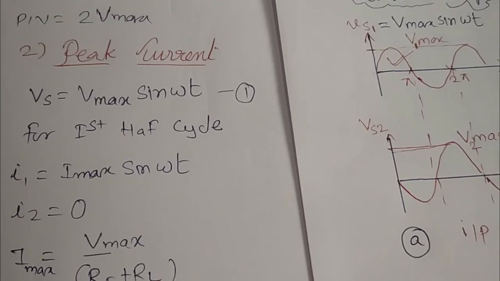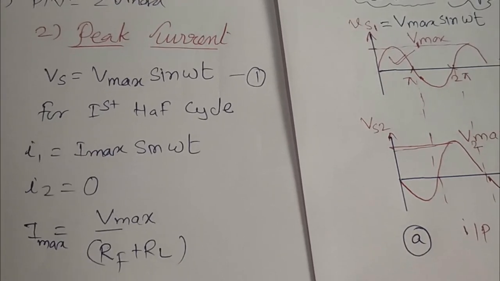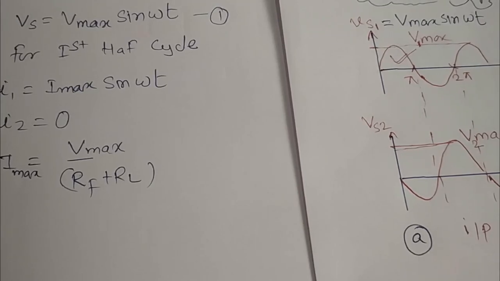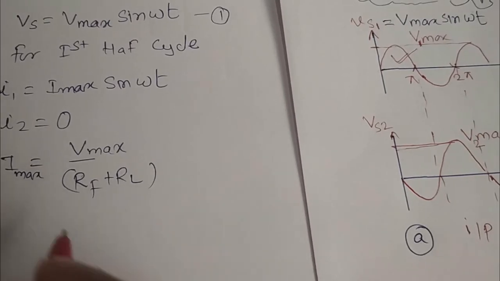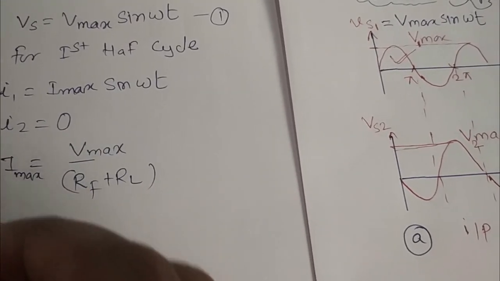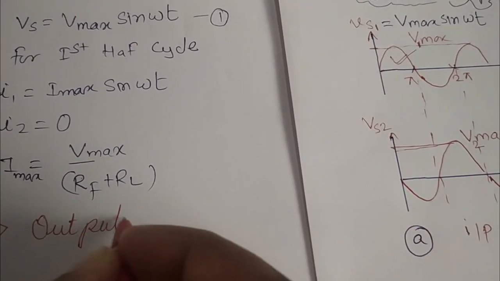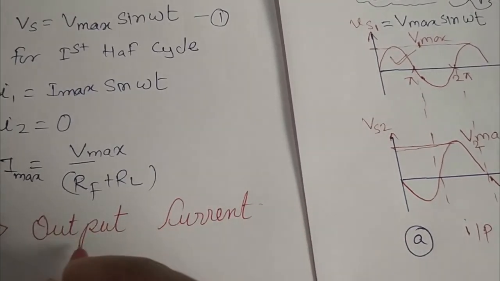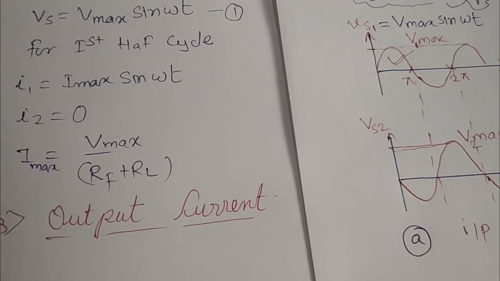Now this is about peak current. The next parameter we have to see is the output current. How much output current will we get? Output current will be the integration value of this input signal. So the third parameter is, say, output current. Let us calculate the output current.